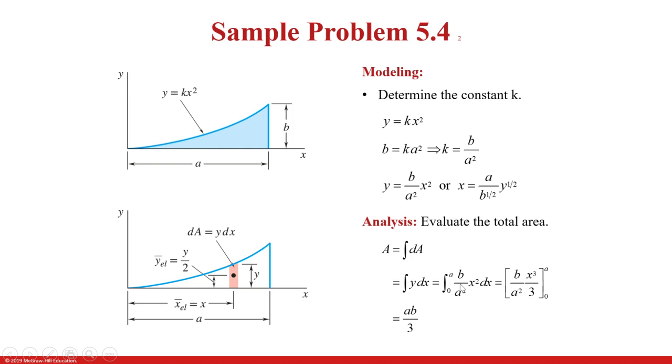We want to evaluate that at the upper bound of integration, which is x equals a, and then subtract away the value at the lower bound of integration, which is x equals 0. When we plug in x equals a, we'll get a cubed over 3 times b over a squared. Canceling two factors of a, we're left with b times a divided by 3. Minus the value of evaluating this at x equals 0 is just going to be 0, and that's how we're getting this expression of ab divided by 3.